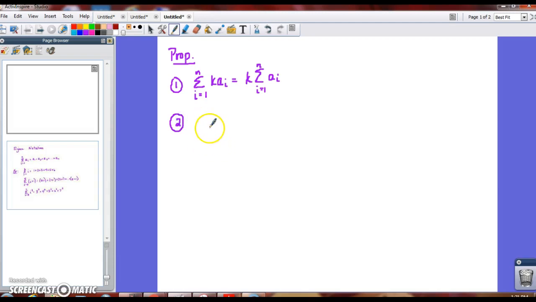And the other property that's going to come in handy is that you can actually break up a summation into 2. What I mean by that is this. If I have a sub I plus or minus b sub I, I can actually do that as individual summations. So I can do that as the summation of a sub I plus or minus the summation of I equals 1 to n of b sub I. Those properties are going to come in handy when you're solving different types of equations.